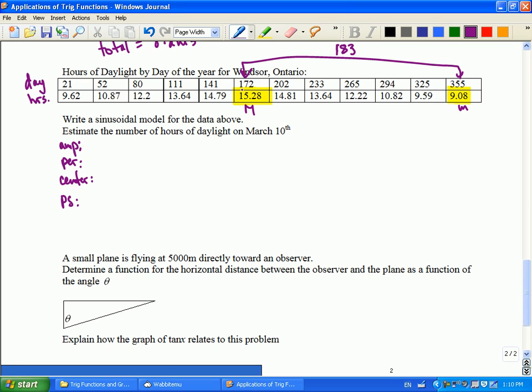Period? Okay. So if the distance from the maximum to the minimum is 183, that's only half the period, right? That's only half of the graph. I went from the longest day down to the shortest, so I've got to double it in order to get the rest of it. So the period in this case is 366, aka a leap year.